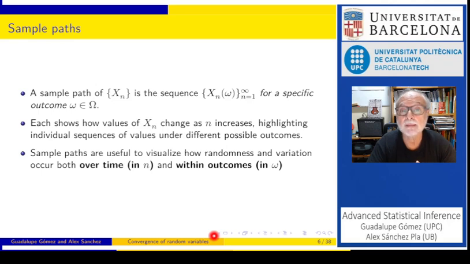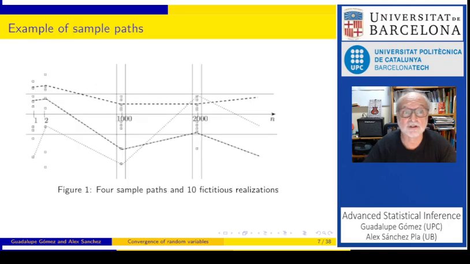Okay, so the idea is that we can think of the sequence of random variables x1, ..., xn, but we can also think of the sample path as x1 of omega, x2 of omega for a specific omega. If you look at this example, which is from the Convergence Concepts package, it may be illustrated.